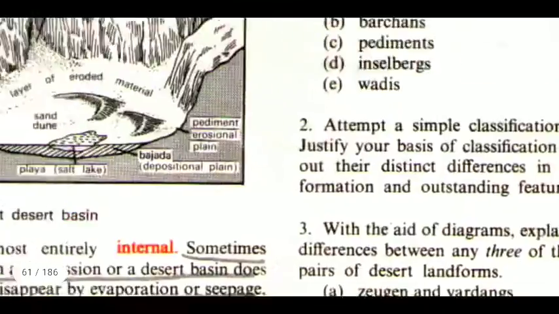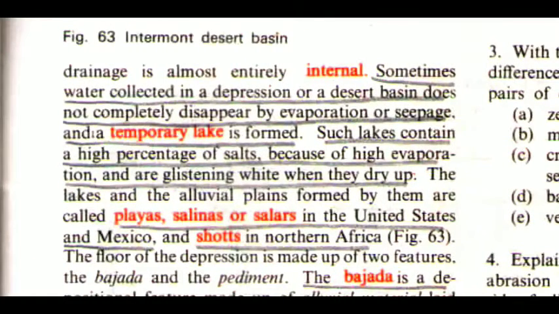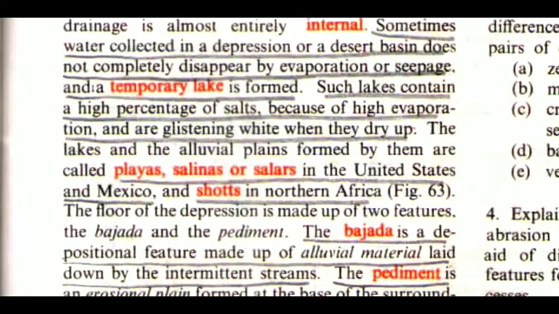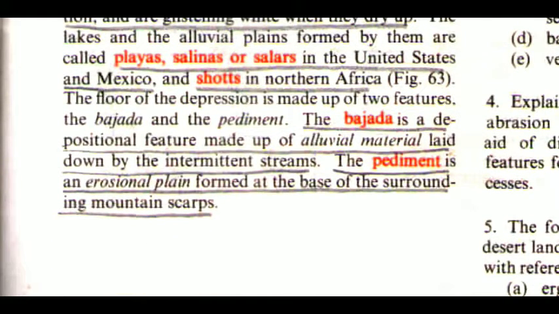In arid and semi-arid areas, the outflowing streams from the upland regions are both short and intermittent. They drain into the lower depressions, so that drainage is almost entirely internal. Sometimes, water collected in a depression or a desert basin does not completely disappear by evaporation or seepage, and a temporary lake is formed. Such lakes contain a high percentage of salts because of high evaporation and are glistening white when they dry up. The lakes and the alluvial plains formed by them are called playas, salinas, or salars in the United States and Mexico, and chotts in northern Africa.